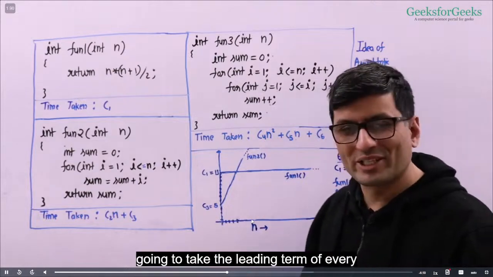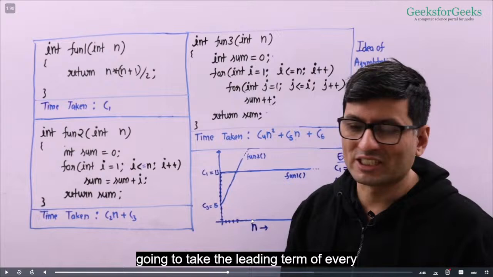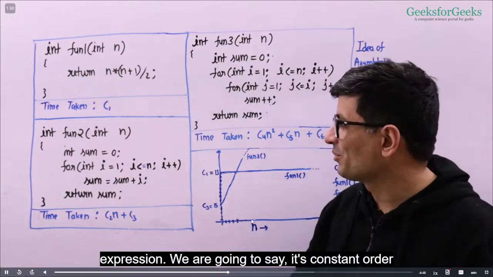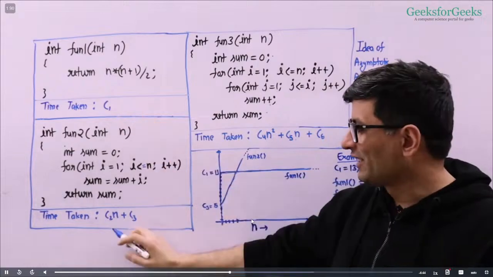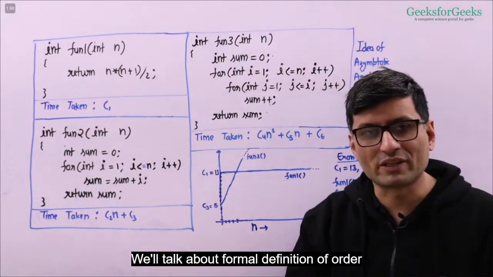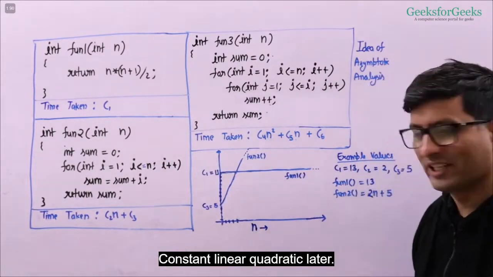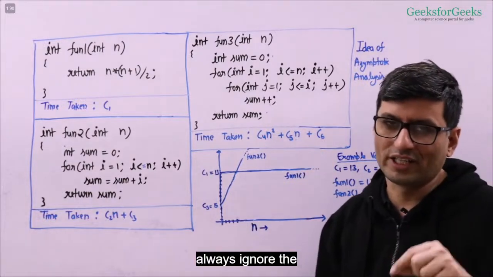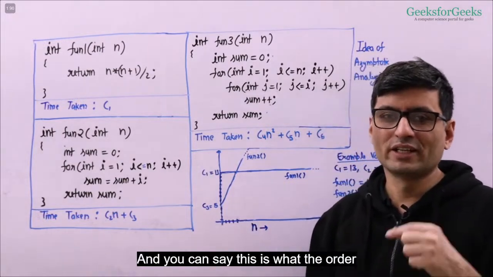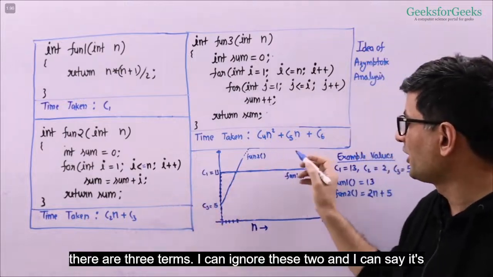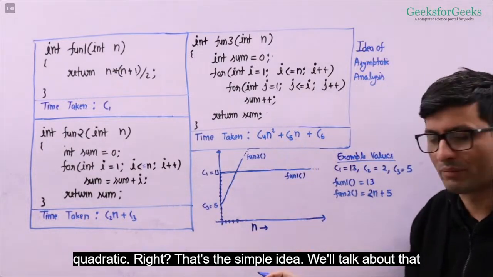We'll talk about the formal definition of order of growth, and how I said constant, linear, and quadratic, later. But a simple rule is you can always ignore the lower order terms, and you can say this is what the order of growth is. For example, here there are three terms, I can ignore these two and I can say it's quadratic. That's the simple idea. We'll talk about that later.